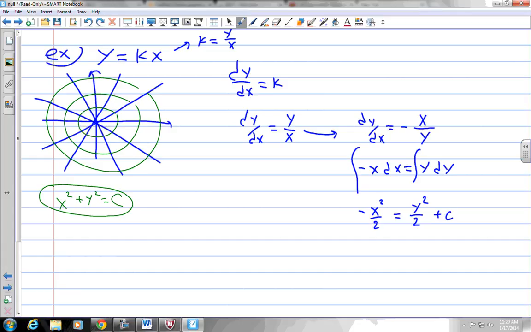So it's a circle, right? If I get everything to one side, I can call my constant anything I like, but I can manipulate this into x squared plus y squared equals some other constant, p. Multiply by 2, and so that works out. So don't forget about this step, to do the negative reciprocal.